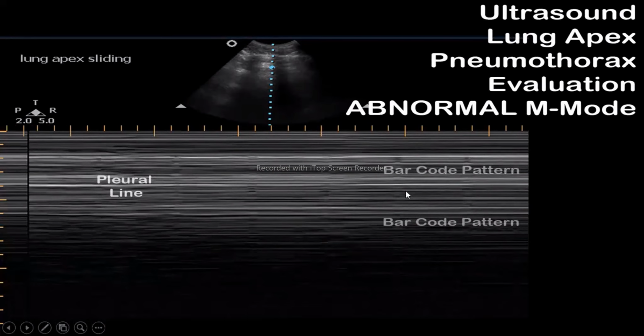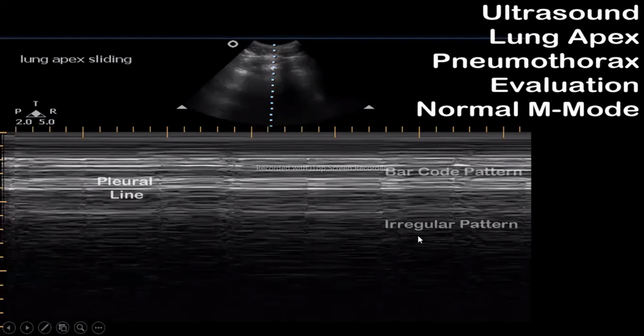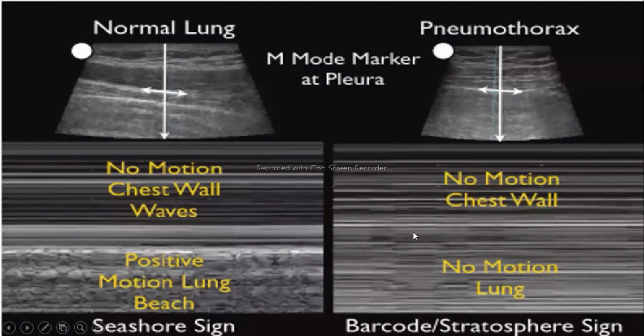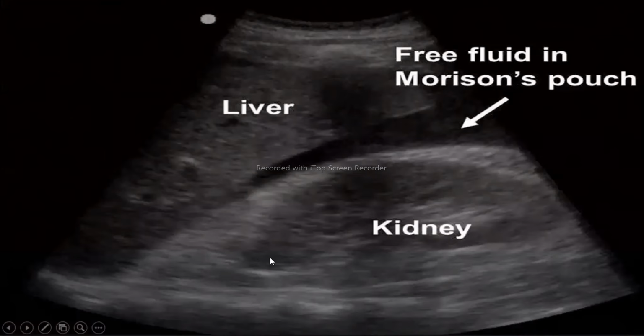If you find another slide like this, this is abnormal. This is barcode and here barcode. If you find barcode all over the lung, it's a pneumothorax. Can you see the difference? This barcode, but this irregular pattern. The other slide, all barcode, so it's abnormal. Again here, can you see all barcodes? Yes. So this one is abnormal, and this one is normal.